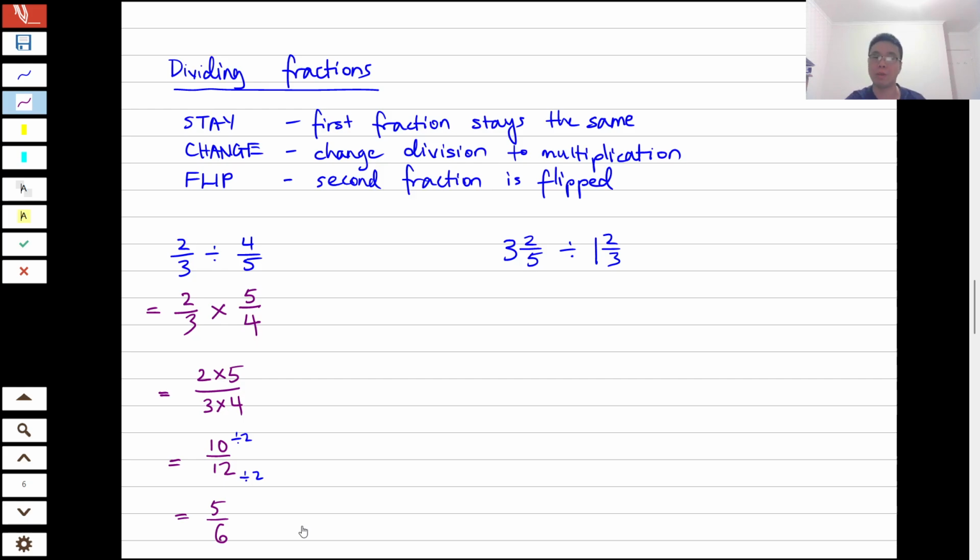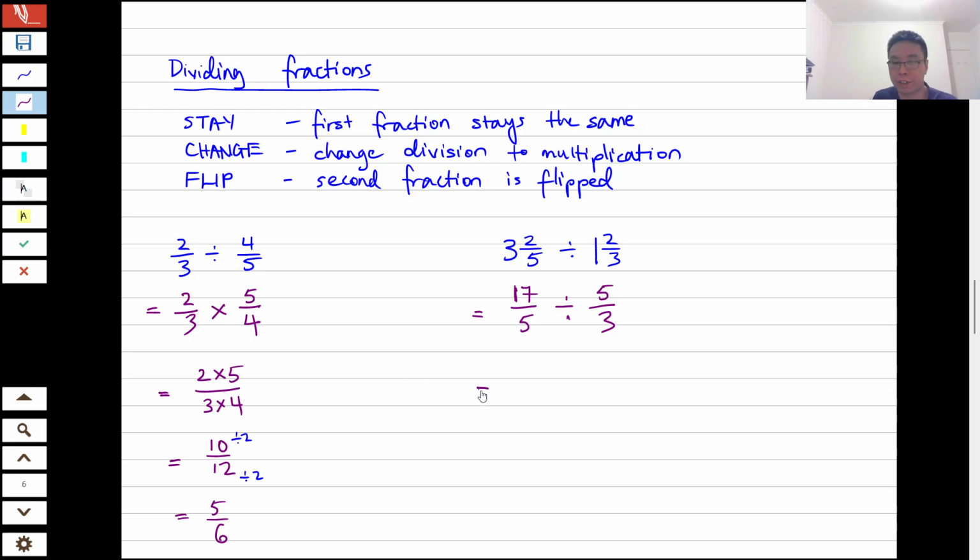All right. What about the one on the right? This is the kind of question that was given on the assessment. The trick here is to start by converting to an improper fraction. So we just did this previously. 3 times 5 gives me 15. 15 plus 2 gives me 17. 1 times 3 gives me 3. 3 plus 2 gives me 5. So the second fraction can be rewritten as 5 on 3.